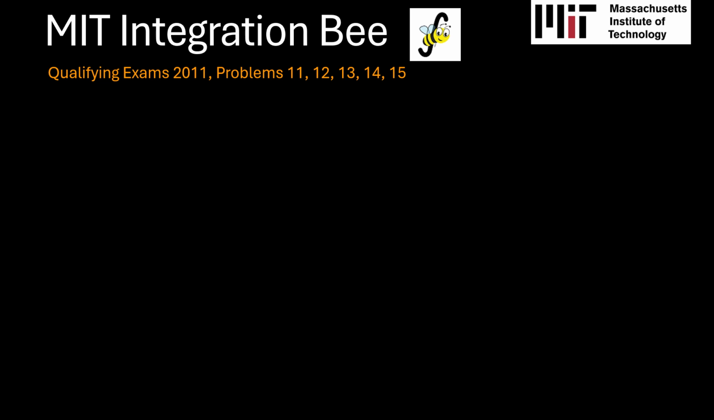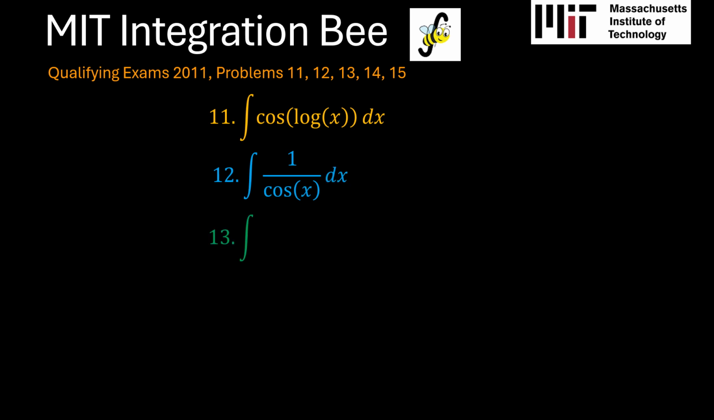Welcome to Everyday Mathematics. Today we move forward to the MIT Integration B Qualifying Exam 2011, problems 11, 12, 13, 14, and 15, where problem 11 was the indefinite integral of cosine of natural logarithm of x. Problem 12 was also an indefinite integral of 1 over cosine x. Problem 13 was the indefinite integral of 1 over 9 cosine squared x plus 4 sine squared x.